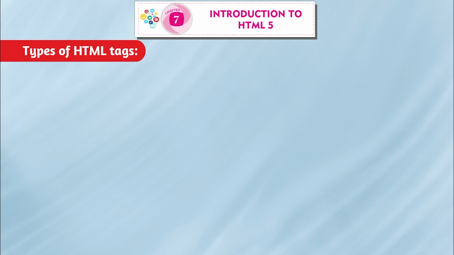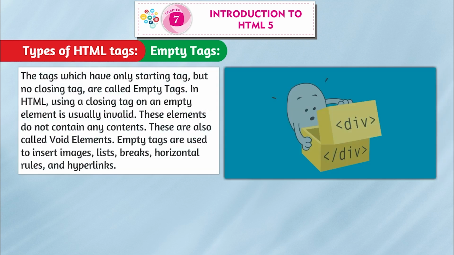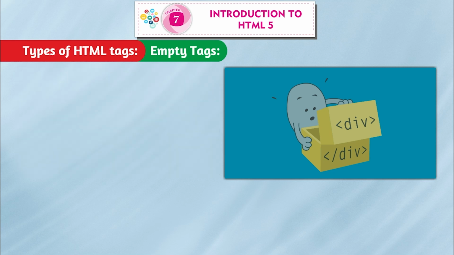Types of HTML tags. HTML tags can be categorized in two parts: empty tags and container tags. Empty tags. The tags which have only a starting tag but no closing tag are called empty tags. In HTML, using a closing tag on an empty element is usually invalid. These elements do not contain any contents. These are also called void elements. Empty tags are used to insert images, lists, breaks, horizontal rules, and hyperlinks.